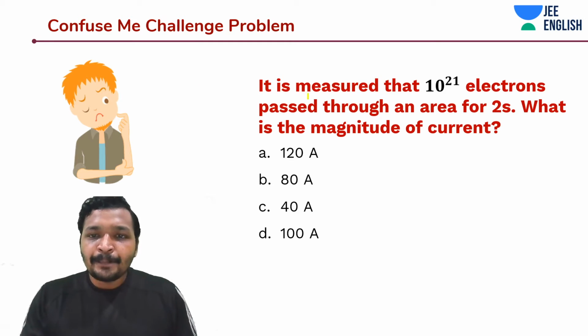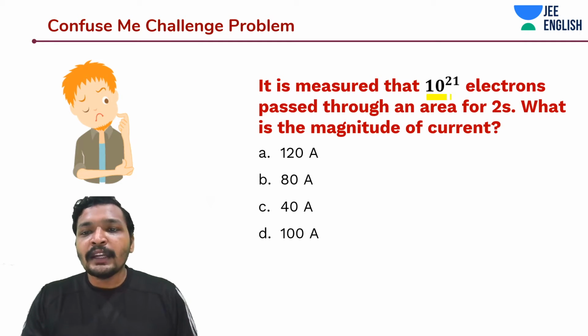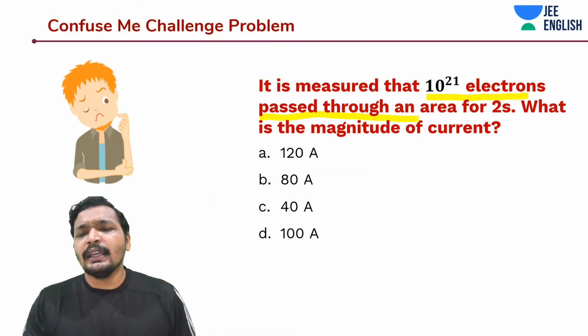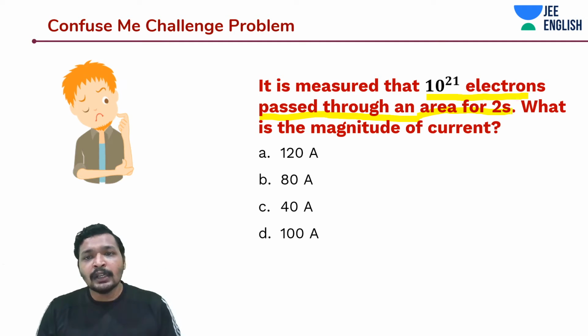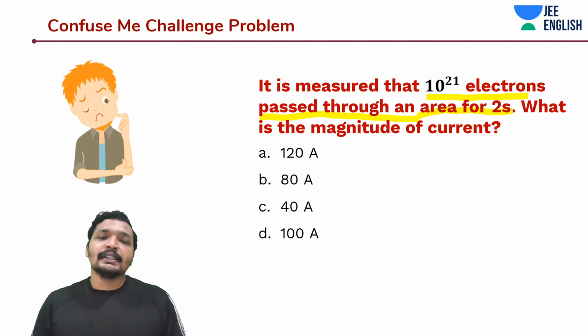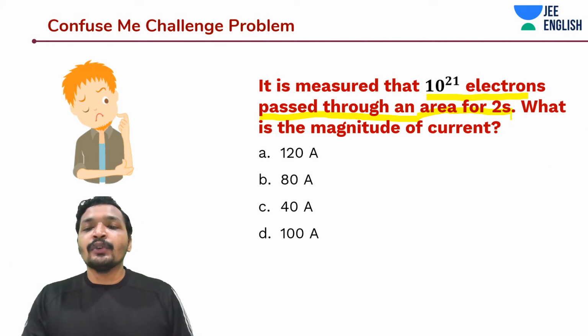It is measured that 10 to the power 21 electrons are passing through an area for 2 seconds. So there are 10 to the power 21 electrons flowing through an area for 2 seconds. What is the magnitude of current in this case?